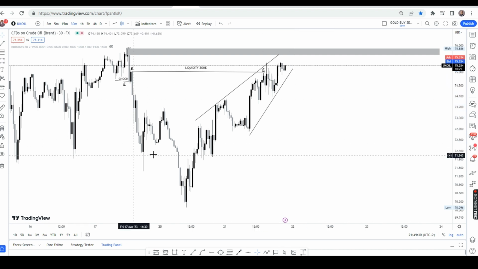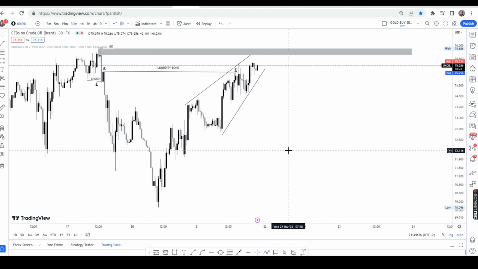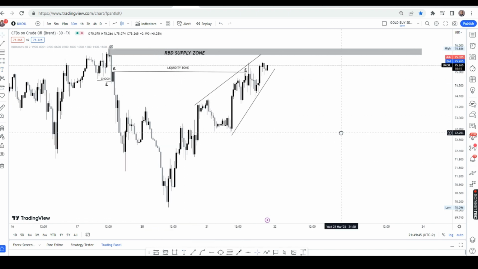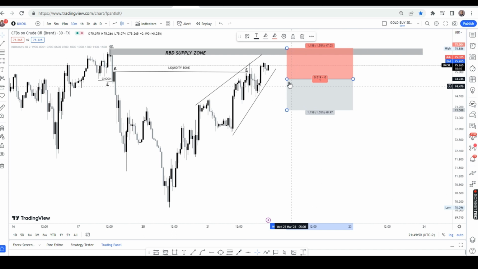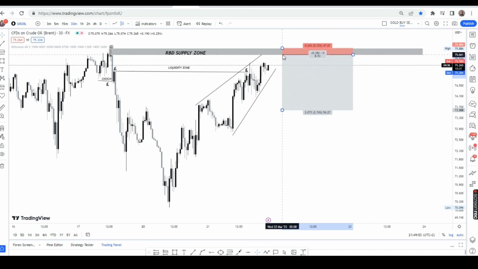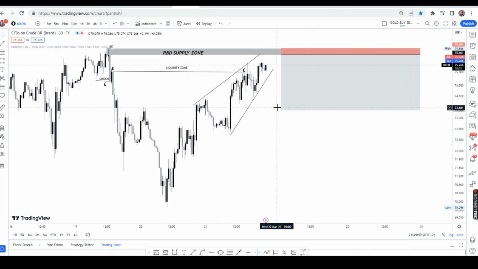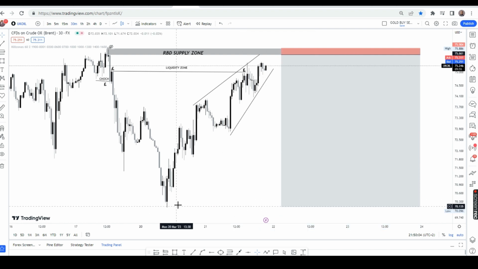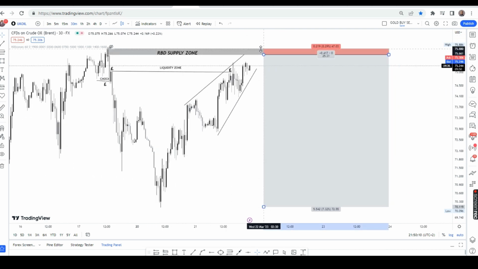Okay, this is nice. This is very nice. So I'm going to let this trade play out. Then I'll go ahead and identify my drop base rally right here. I have my drop base rally there. And then I'll determine where I'm going to put my stop loss and my take profit. Of course my stop loss is going to be above the higher high, and my take profit is going to be on the next fresh demand zone, which is here. And voila, just like that.